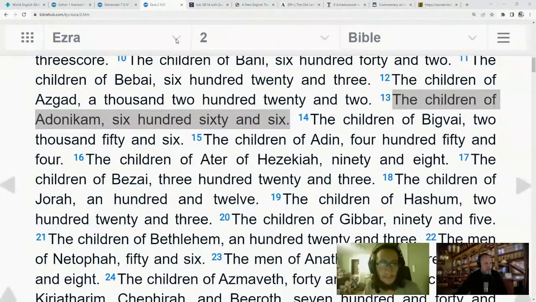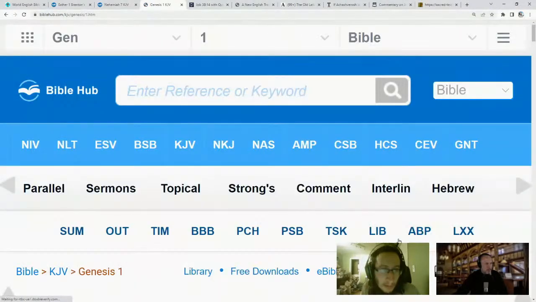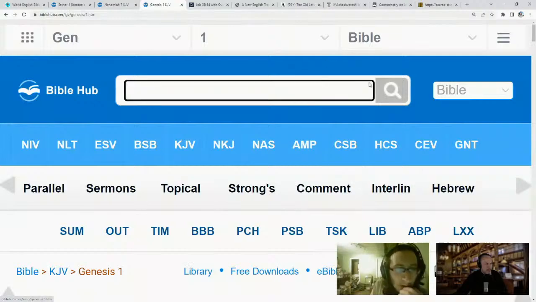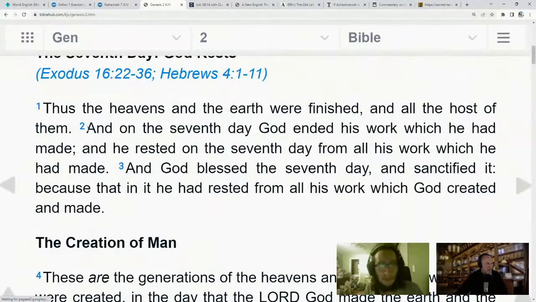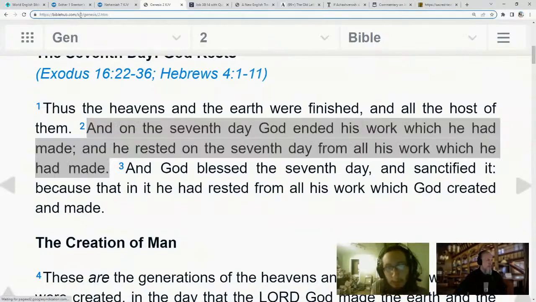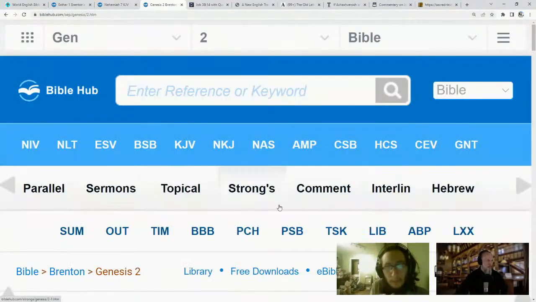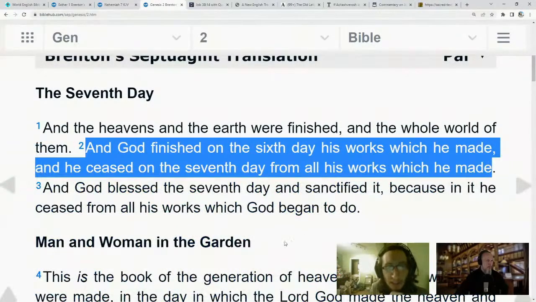So if you want to go to chapter 2, King James. Okay. On the seventh day, God ended his work, which he had made, and he rested on the seventh day. So now can you go to Brenton, Genesis 2, verse 2. Okay, and God finished on the sixth day his works which he had made, and he ceased on the seventh day from all his works which he made.